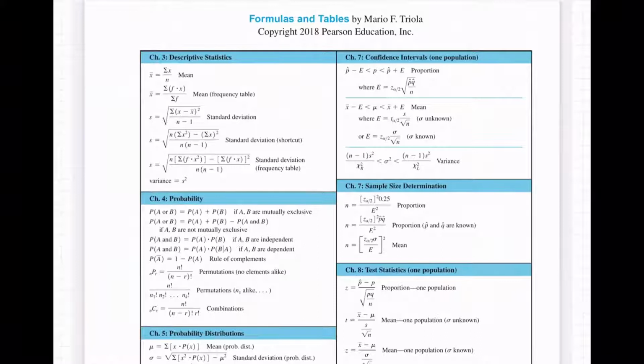See how there's 3 sample size formulas right here? Boom, boom, and boom. These are all sample size. What's the difference? One's for a mean, 2 are for proportion. Proportion, and then proportion where they're known. P hat and Q hat are known. So 2 different proportion ones and then a mean one. So we've got to be a little careful there.